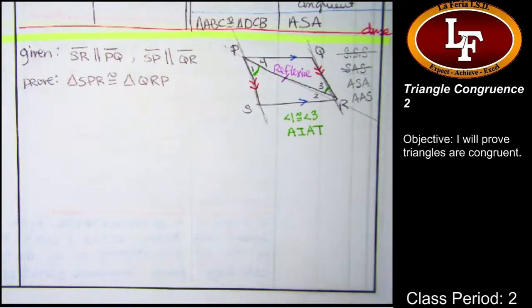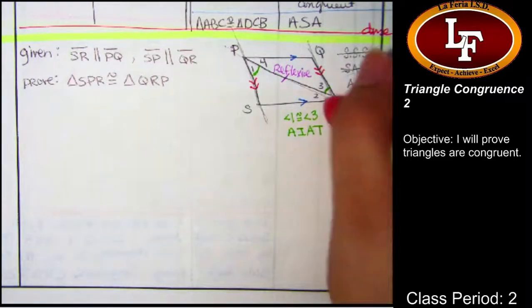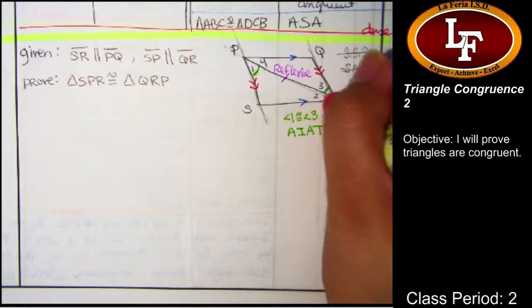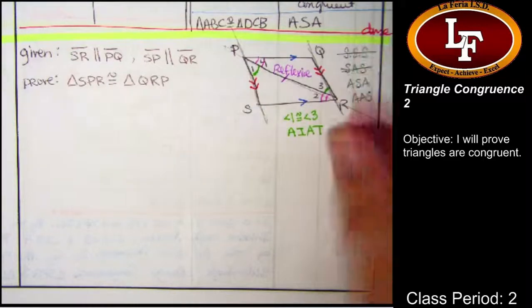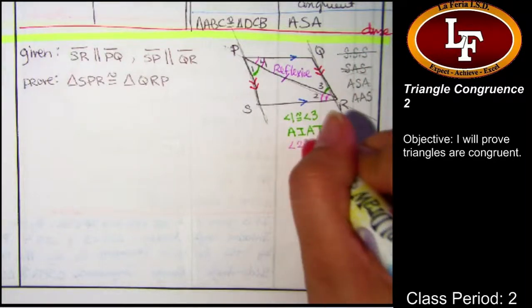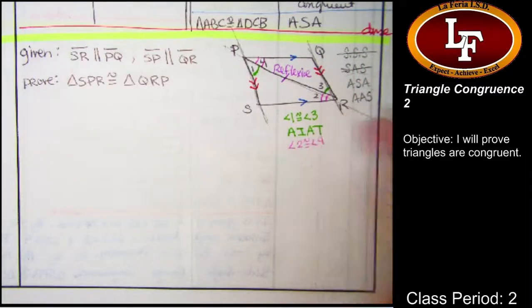Awesome. We have one of our angles, but we need another pair of angles. Do we have another pair of angles in there that we can say are congruent? I'm seeing someone hold up a 2. So angle 2 and angle 4. What's the reason those are congruent? The same as the other reason. Nice.